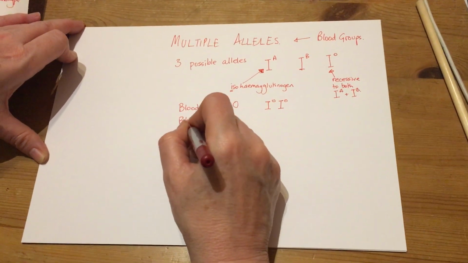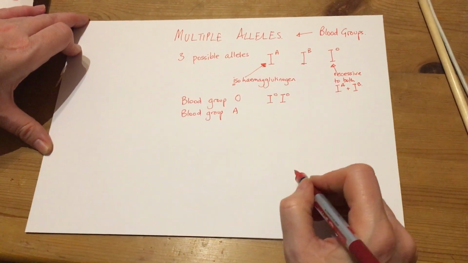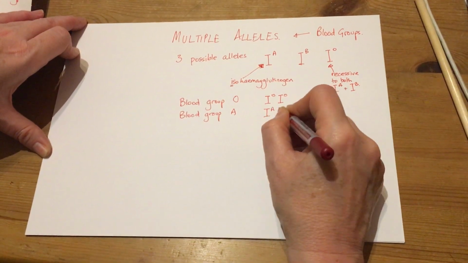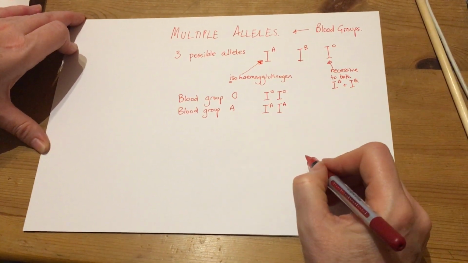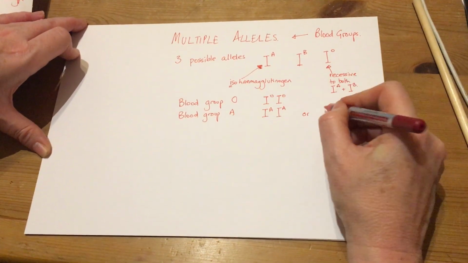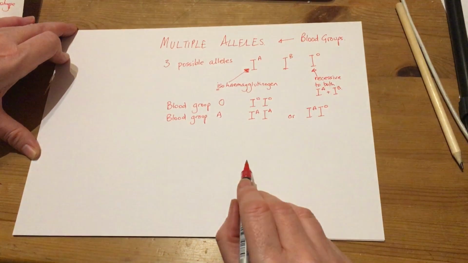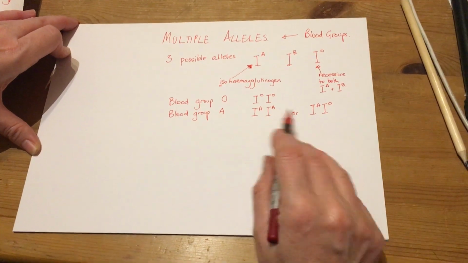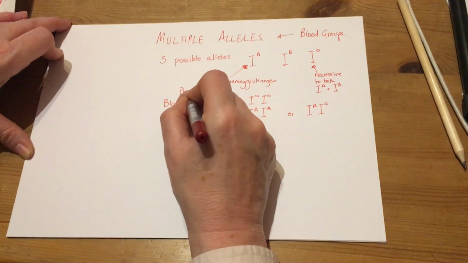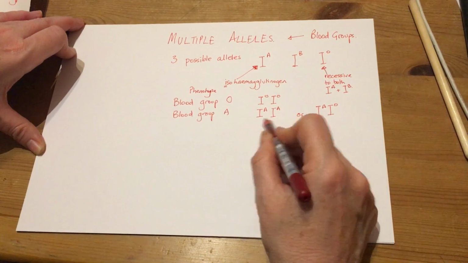Now, if you are blood group A, you actually have 2 options. You could have both of your alleles allele A, or because A is dominant over O, you could be IA-IO. Both of these will result in a phenotype of blood group A. So remember, this is our phenotype, and these are our genotypes.